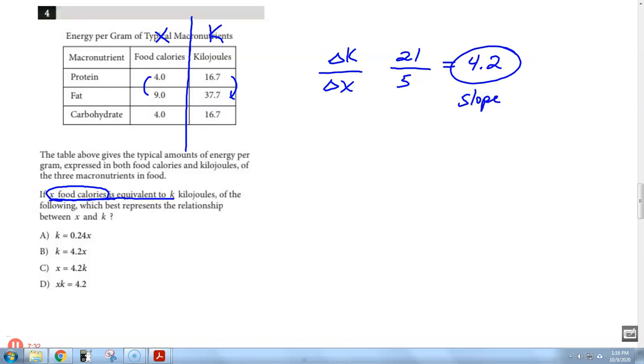And so when I come down here, I see a bunch of them with a 4.2 in it, but this is not a linear equation. And now I just got to make sure that it's set up right. This K should be on one side and the X should be on the other. And then 4.2 is my slope. So the correct answer here is B. This one looks really good, but they just have the X and the K in the wrong parts.